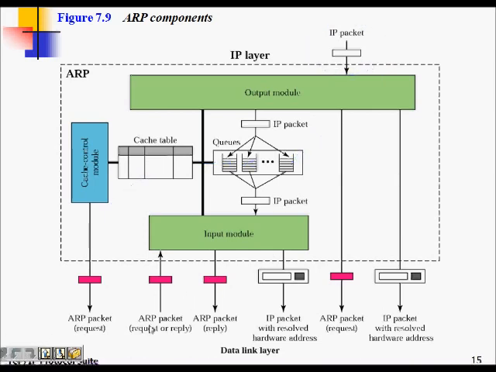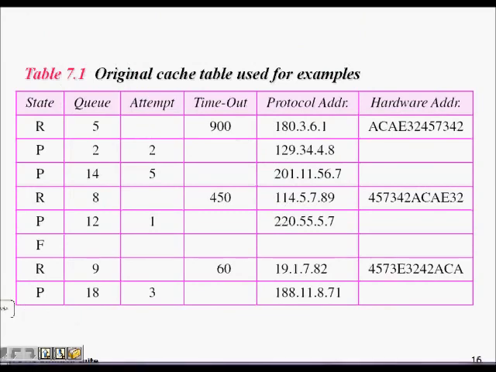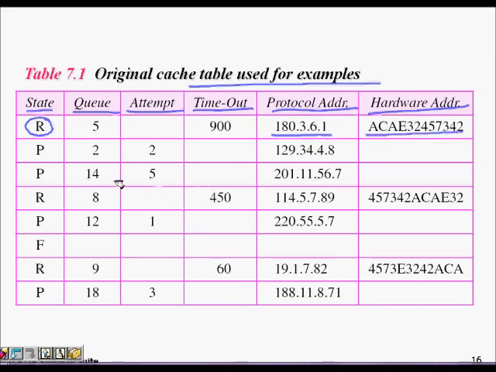So this is a cache table for our example. Here you see there is a state, a queue number, number of attempts, timeout, the IP address and its hardware address. So these things are there in the table. State R means that I already know that for this IP address you have this particular MAC address and it's resolved, and this queue number tells you that if you are forwarding a packet to this particular IP address, you need to send it into queue number 5.